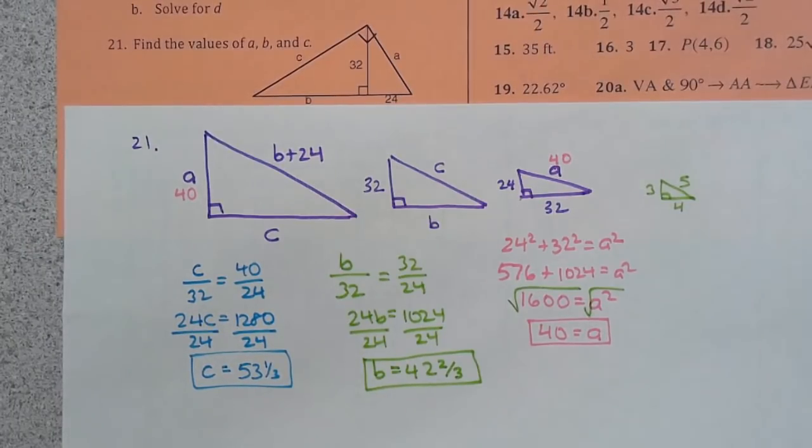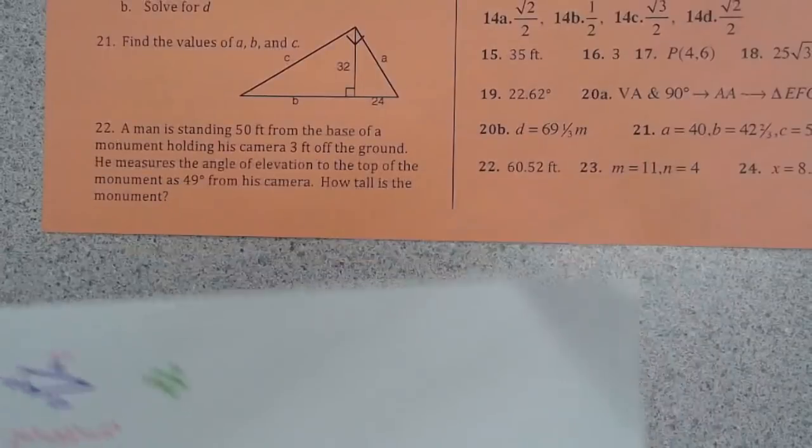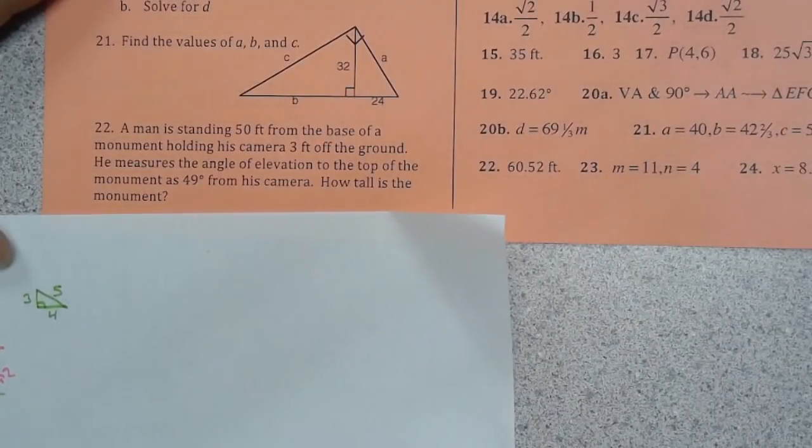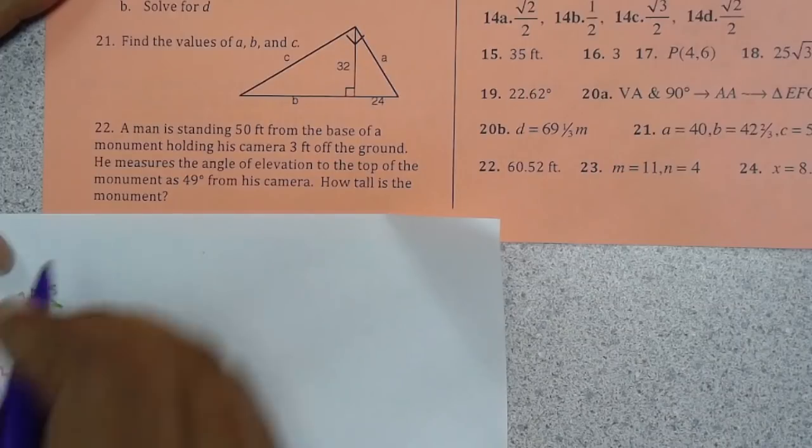All right, take a look at this one. So we have a man that's standing 50 feet from the base of a monument, holding his camera 3 feet off the ground. He measures the angle of elevation to the top of the monument as 49 degrees from his camera. How tall is the monument? All right, well, let's go ahead and draw this out.